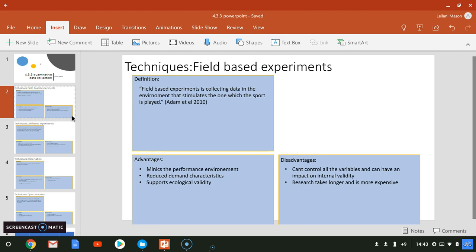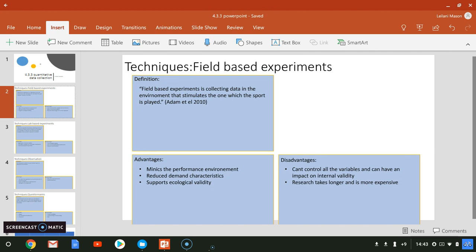The first technique is field-based experiments. Field-based experiments can be defined as experiments that collect data in the environment that stimulates the one in which the sport is played. So this means that the researcher will be researching the participant who will be doing an experiment in their own environment, so what they normally train in.